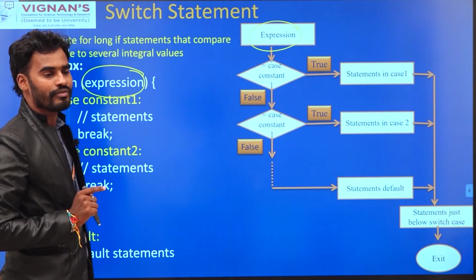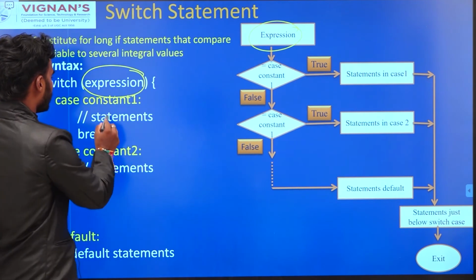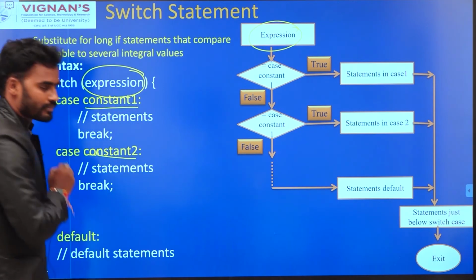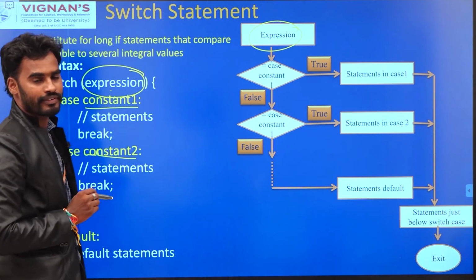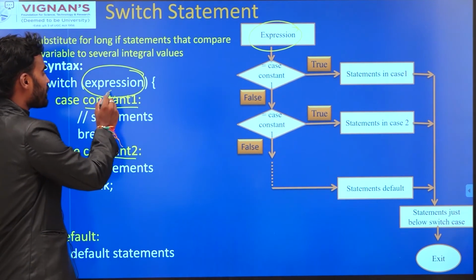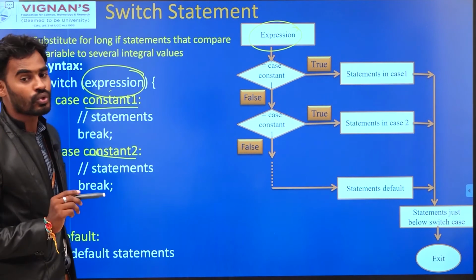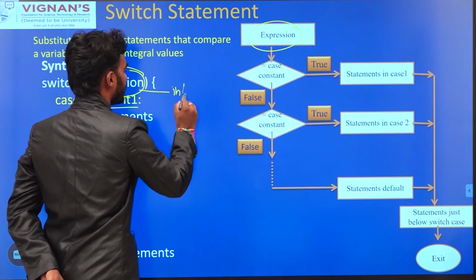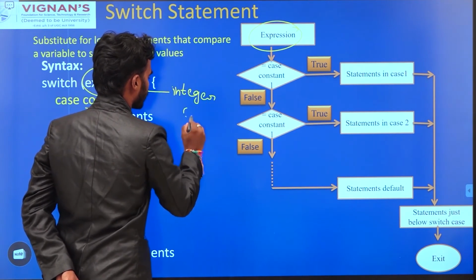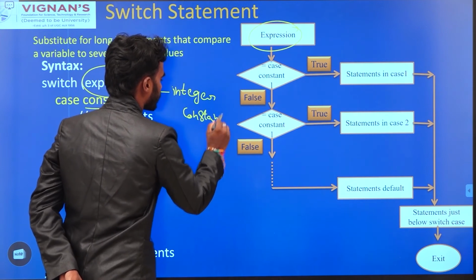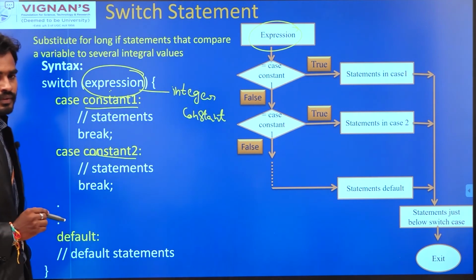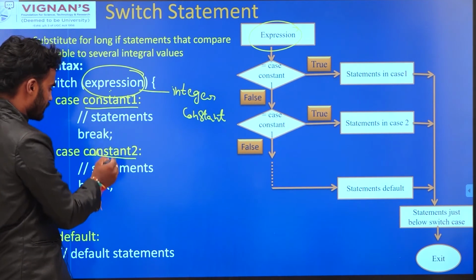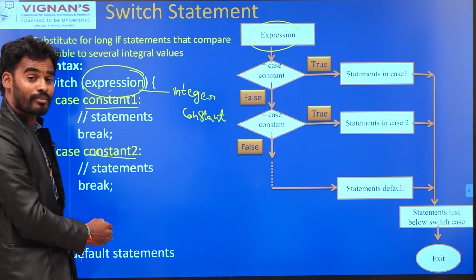That integer value will be compared with all the labels. These are called labels: constant 1, constant 2 and so on. Unlike if else, else if, the value of the expression does not evaluate to true or false. It is an integer constant. This integer constant will be matched against all the labels, label 1, label 2 and so on. You can have any number of labels.